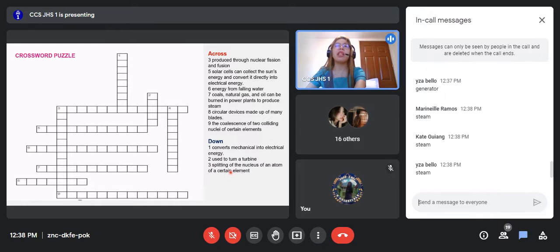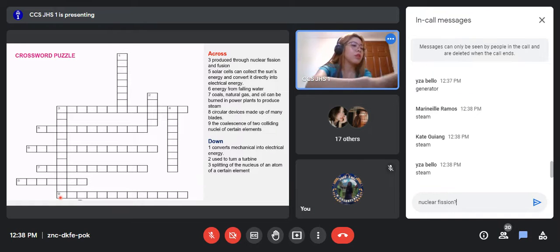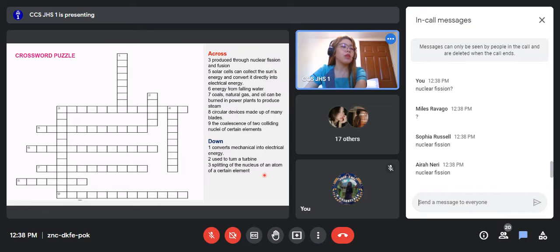Next, splitting of the nucleus of an atom. This is 3. Splitting of the nucleus of an atom. 2, 4, 6, 8, 10, 12, 14. 14 boxes. Splitting of the nucleus of an atom. All right, very good. That is nuclear fission. Correct.